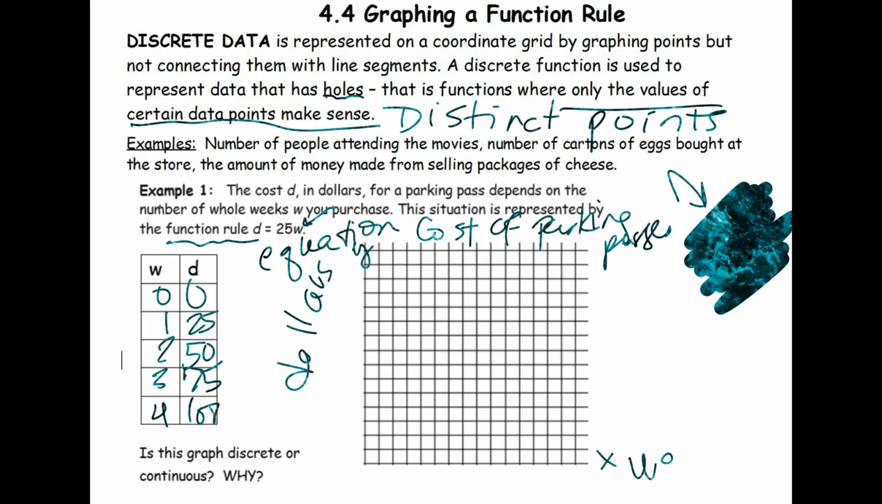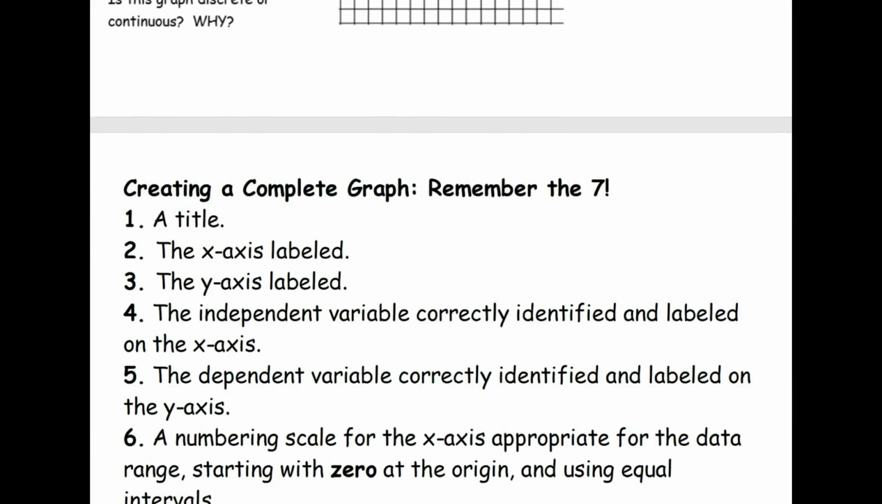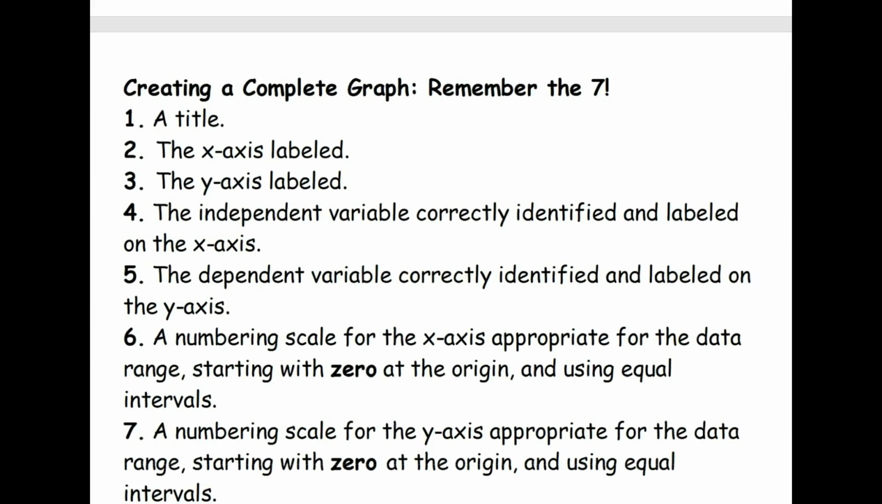And our x-axis label is W for weeks. I'm putting it down here because I have little space, and we're going to have to pick appropriate intervals. Let's see, we got the title, check. X and Y axis label, independent variable identified. Now we have to pick a numbering scale for the X and the Y axis.